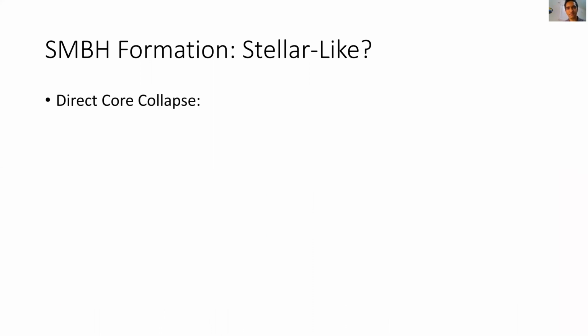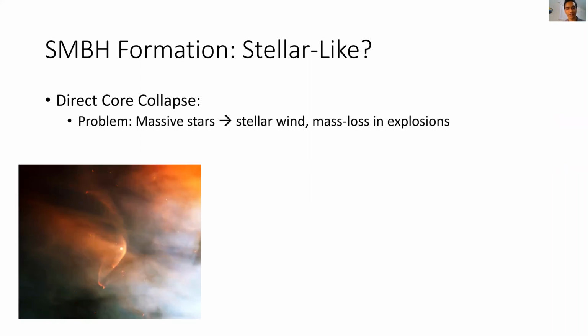Another stellar-like way that these black holes could form is through direct core collapse. The same way a greater than 8 to 10 solar mass star has a core collapse, has a supernova phase, and then you end up with a black hole as a remnant. In that same way, maybe there's a way for a really, really massive star to directly core collapse, undergo the same kind of evolutionary trajectory, and just end up with a really big black hole.